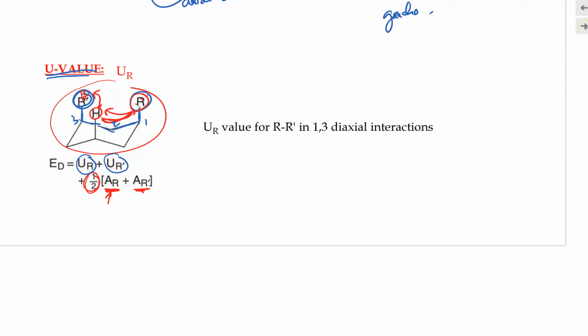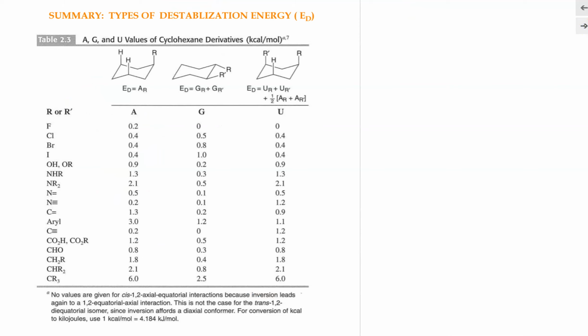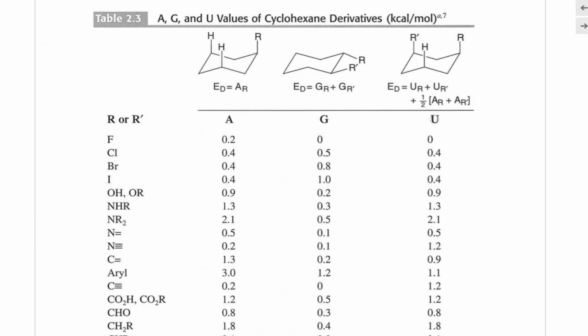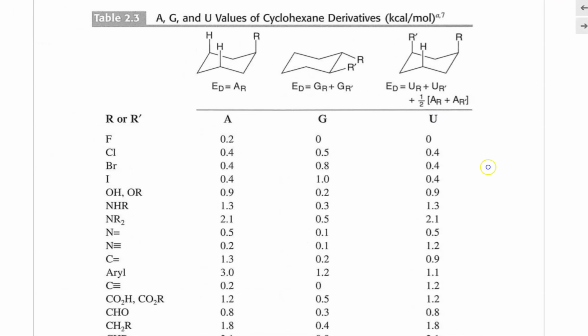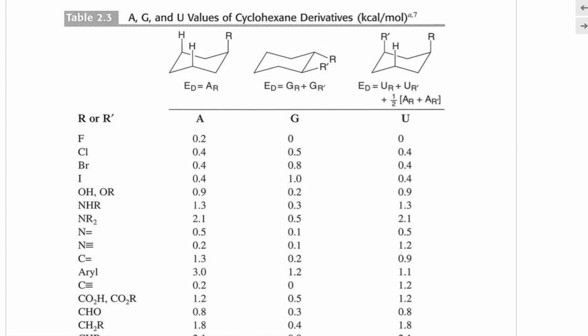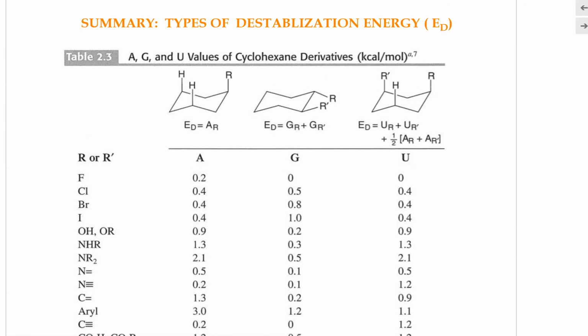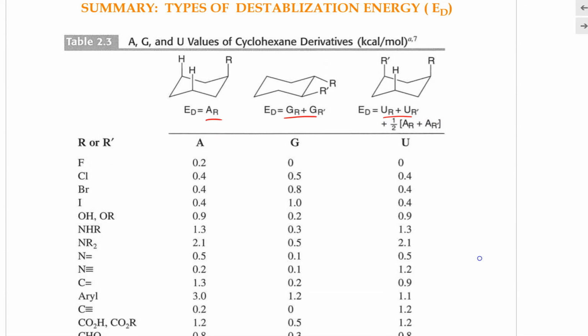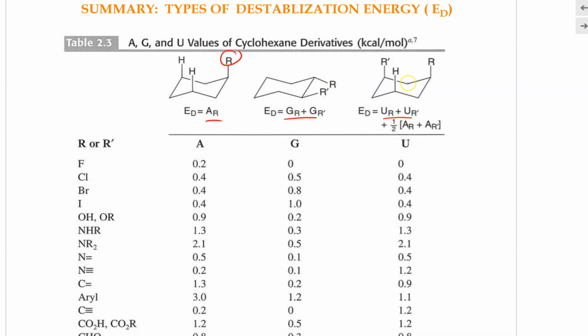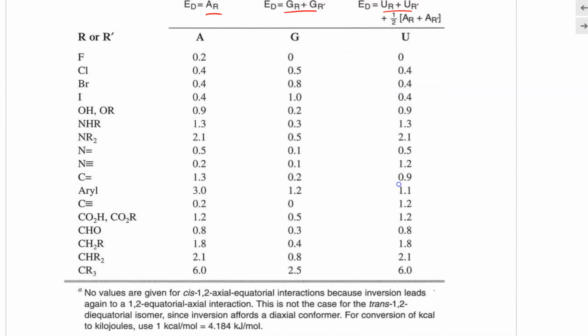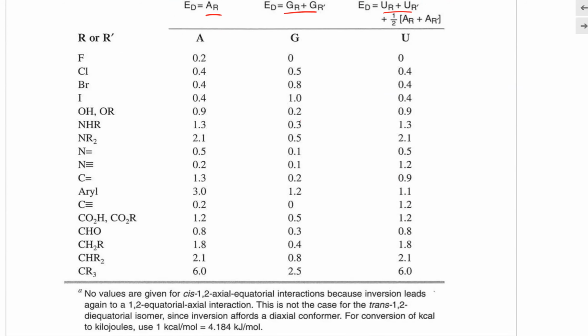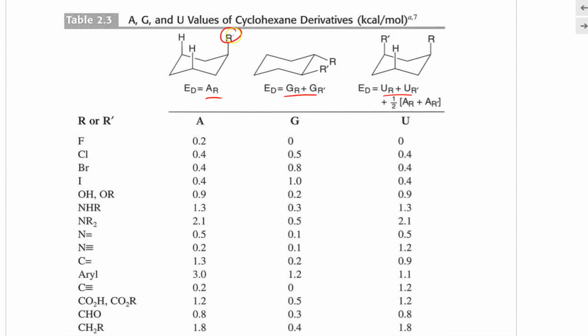And now here is the table that will tell us how much energy is involved in these different types of interaction. And again, we can break them down into the A value, the G value, and the U value. Depending on what the R and R prime are, these are the different energies that they would have. For example, let's say here we have 1G.